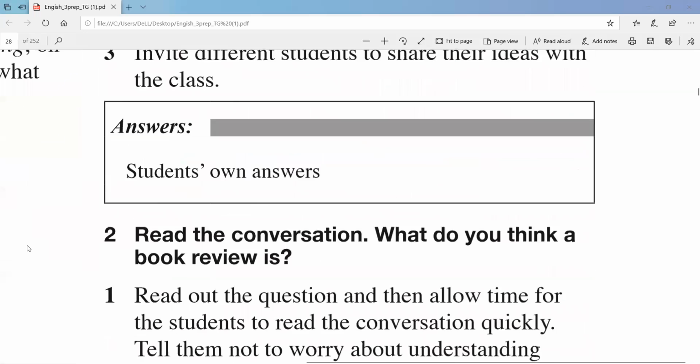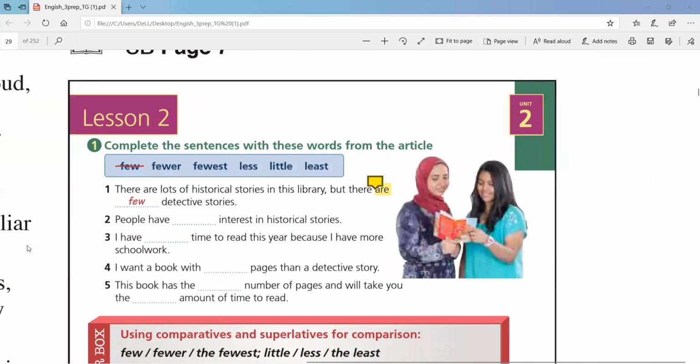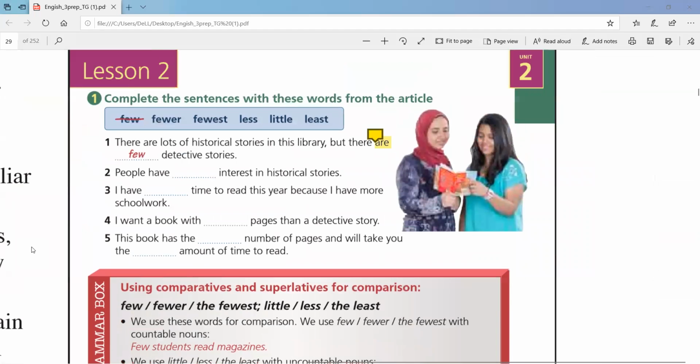Okay, now we will go to the second part of our lesson today, that is grammar. Complete the sentences with these words from the article. Our grammatical rule today is about comparison. We will learn about comparatives and superlatives for comparison. But first we will do this exercise and then we will talk about the grammatical rule of that unit.